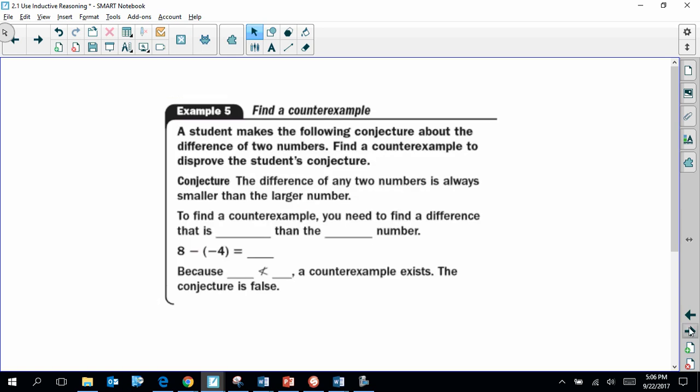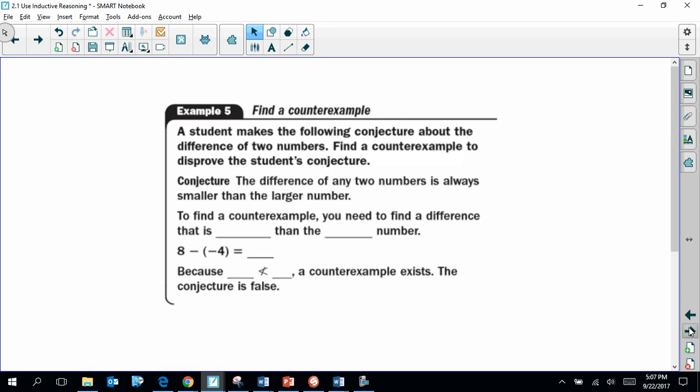Now moving on, let's see how we can generate a counterexample for a conjecture. Well, here in the scenario that they're giving us, a student makes a conjecture about the difference of two numbers. And what we want to do is find a counterexample. So their statement says the difference of any two numbers is always smaller than the largest number.